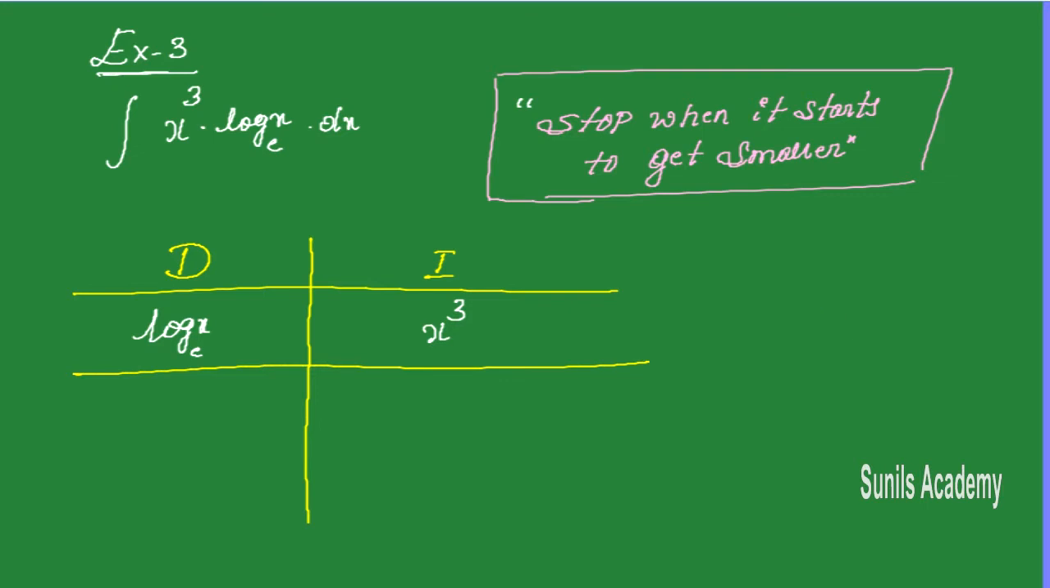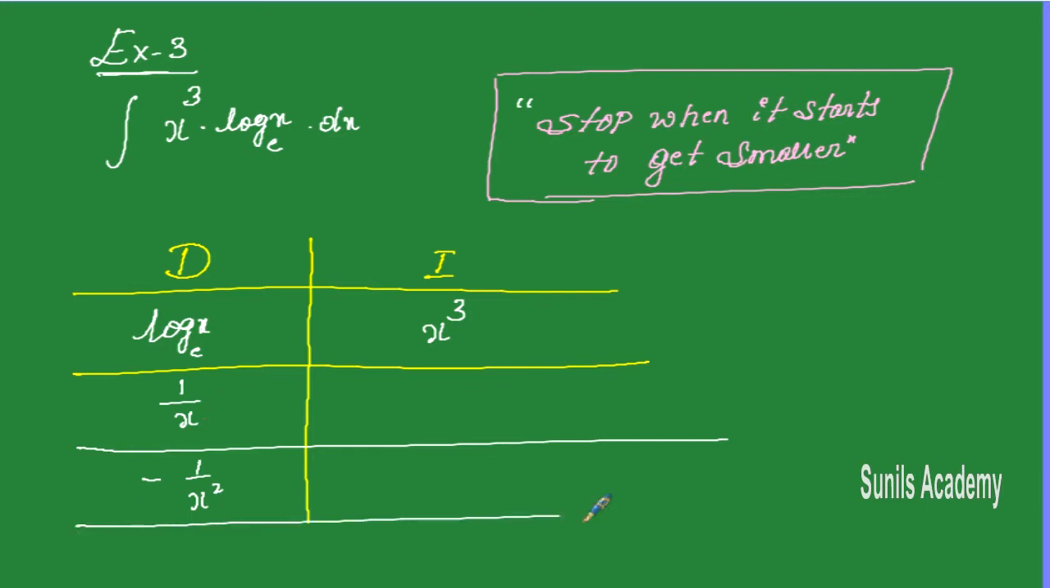Now consider here. So differentiate log x. Then what we have? 1 by x. Again differentiate 1 by x. What we have? Minus 1 by x square. The value of 1 by x square is less than that of 1 by x. Now we have to stop this differentiation because we get a smaller value than that of the given function 1 by x, isn't it? Then you stop it, and then you have to find the integral of x cube.